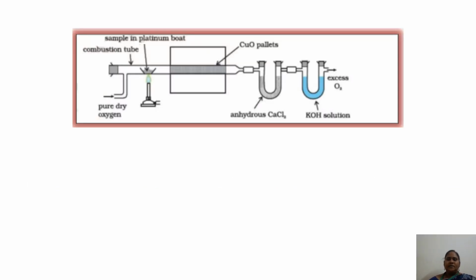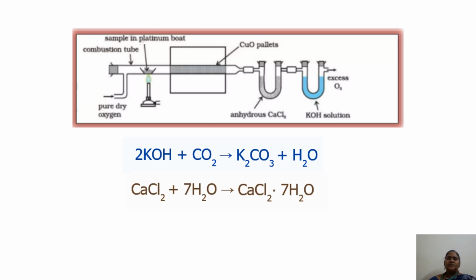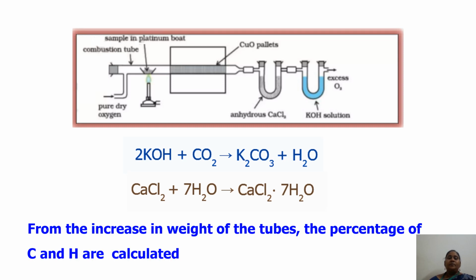When the coal sample is burnt in the combustion chamber, the carbon present in the coal is converted into carbon dioxide, and this carbon dioxide is absorbed by the KOH tube of known weight. The hydrogen present in the coal sample is converted into water vapor, which is absorbed by the calcium chloride tube of known weight. From the increase in weight of the tubes, the percentages of carbon and hydrogen are calculated.